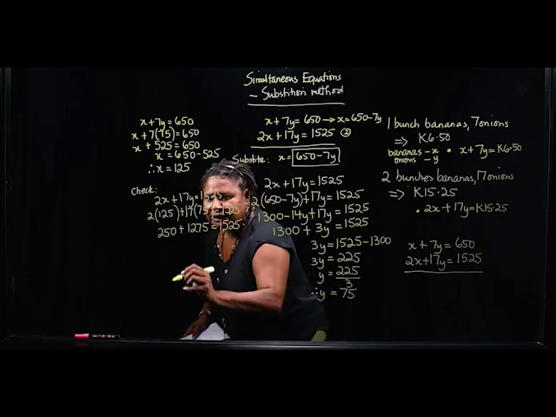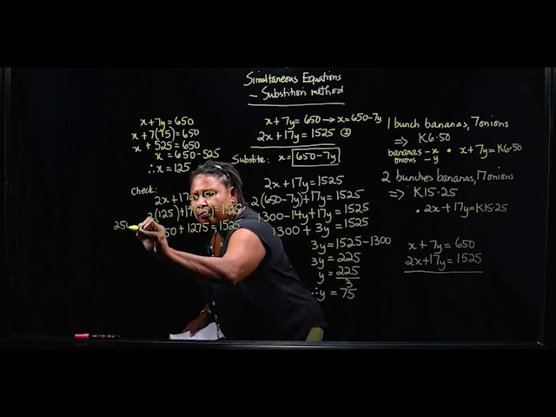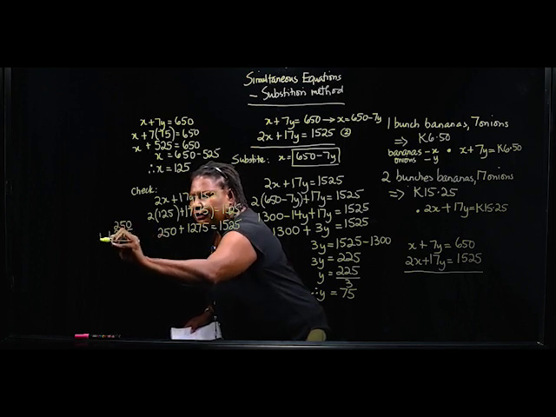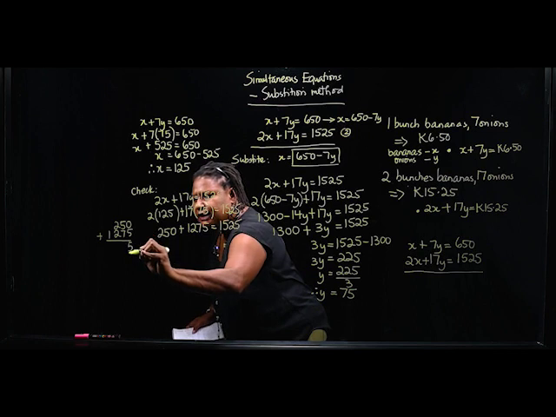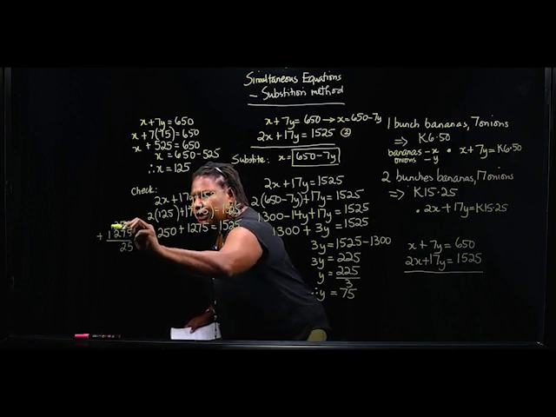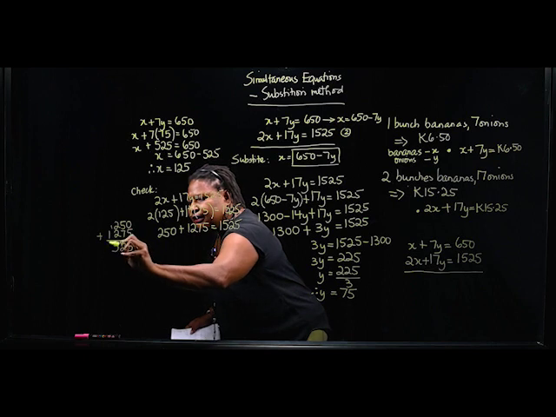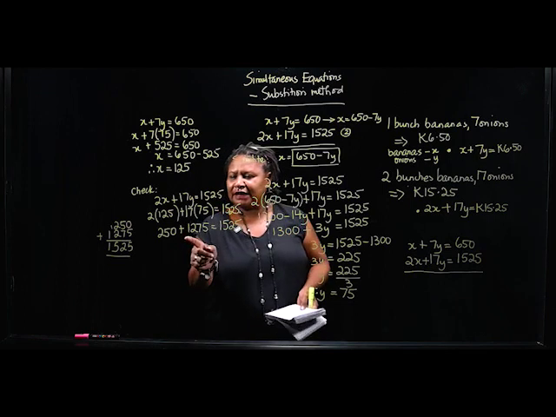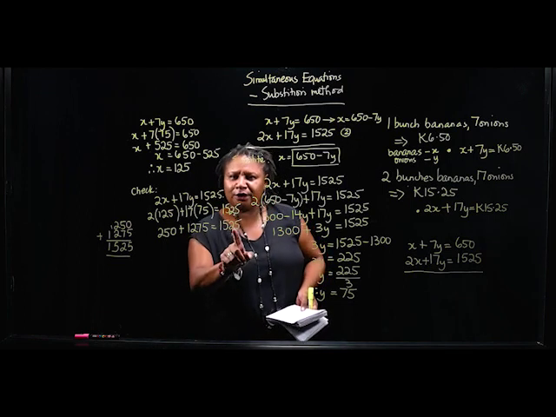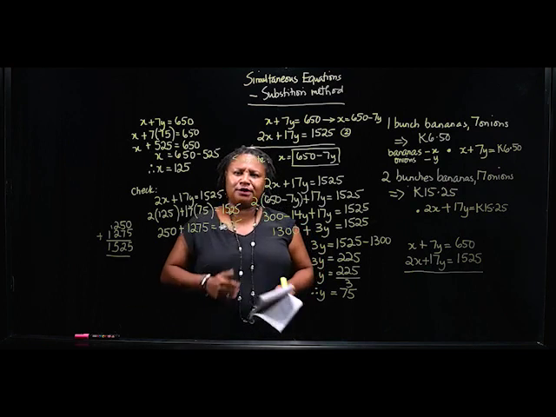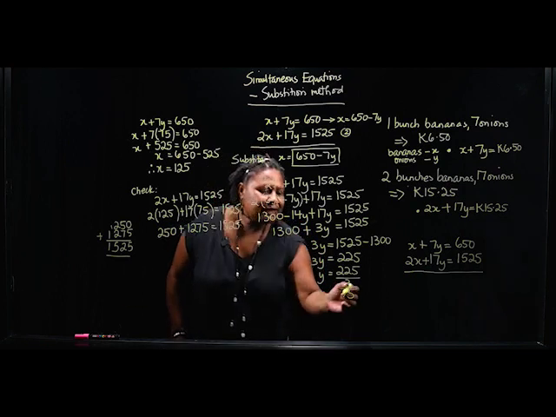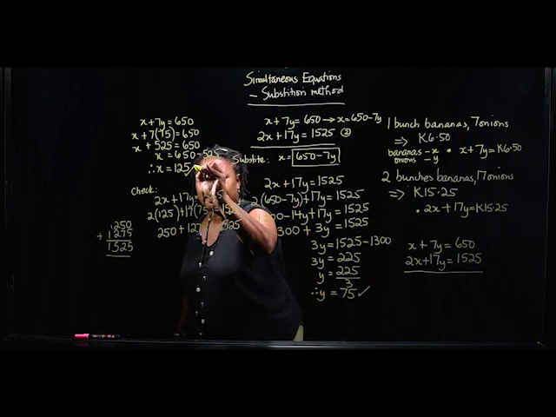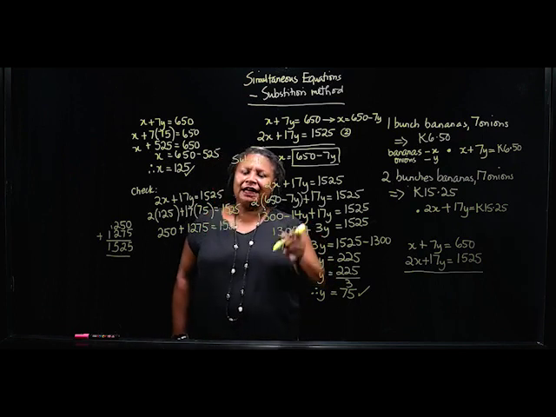Let's see, 250 plus 1,275. We have 5. 5 plus 7 is 12. 2 plus 2 plus 1 is 5. And 1,525. So you can see that the two numbers added together will give me this, so both sides are equal to each other. That means that 75 toya per onion and 1 kina 25 toya per bunch of bananas is correct.